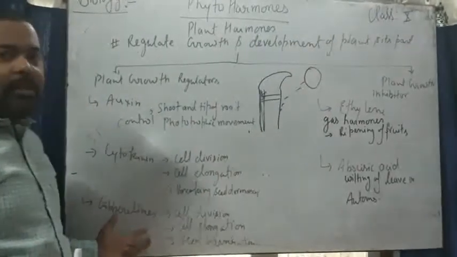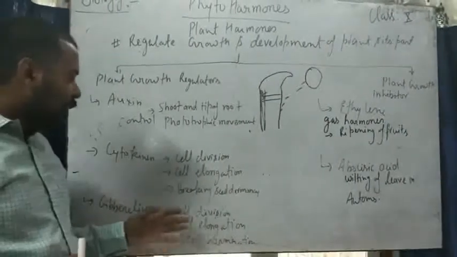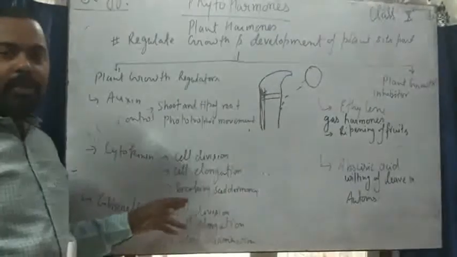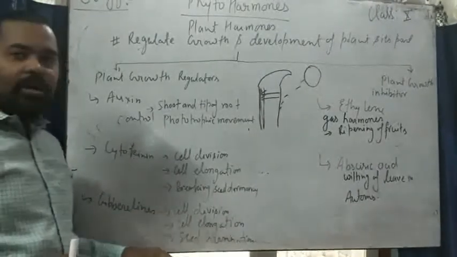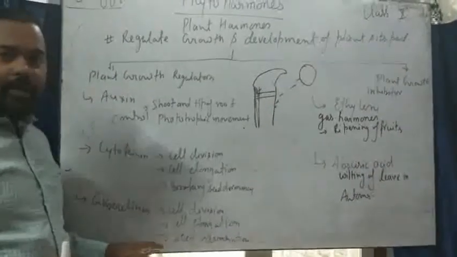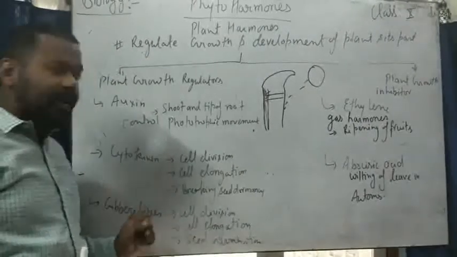And the last is gibberellins. Gibberellins is also a plant growth regulator. It has the same function as the cytokinin. It also helps in cell division, cell elongation, and also in seed germination. In agriculture, farmers use gibberellin for seed treatment.